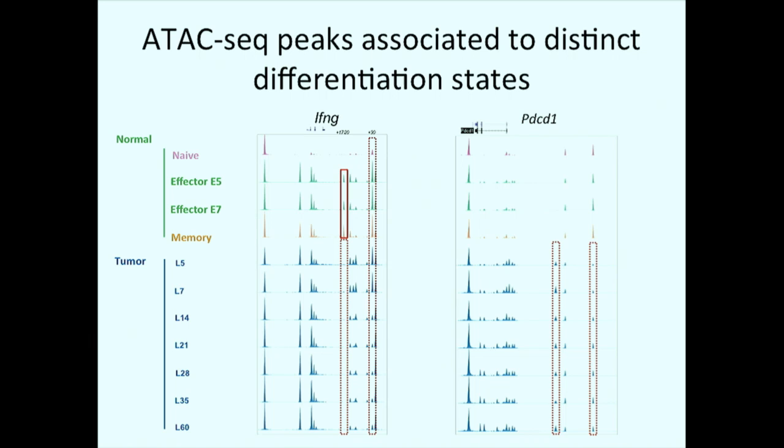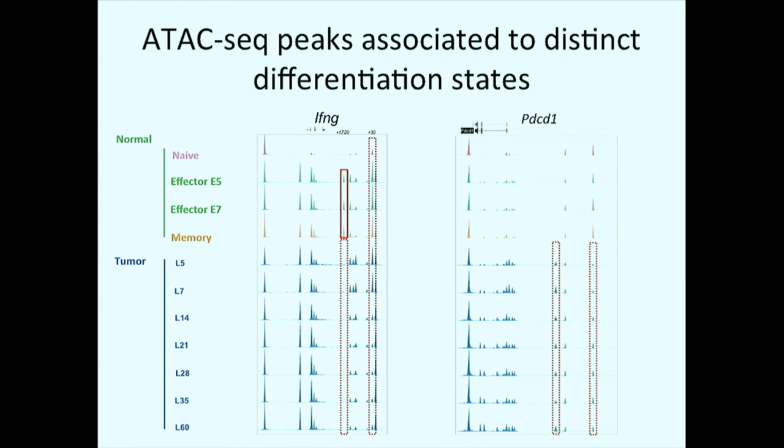Here, PD-1, again, there's an event here that seems specific to the tumor, an enhancer perhaps, that you only see in the tumor. Here's an event that should be big and is small. All right?